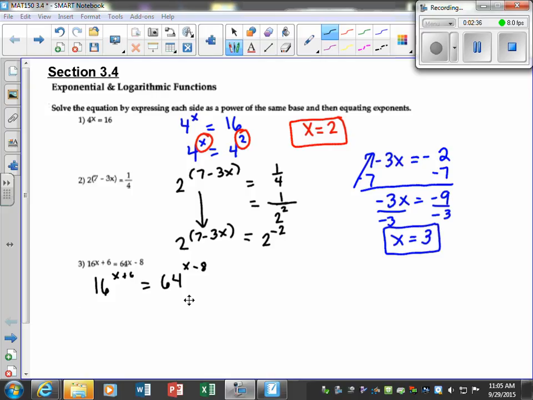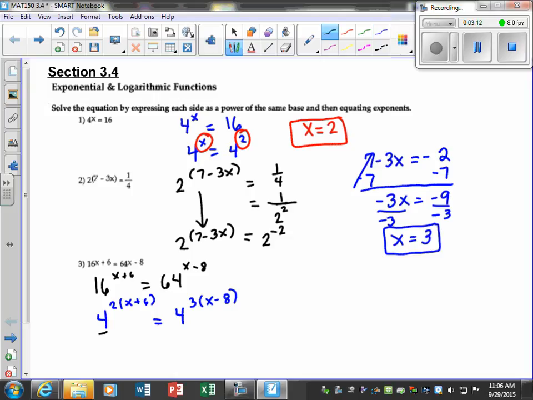Okay, I rewrote this so you can see where the exponents are. I want you to try to rewrite these to have the same base, and then equate the exponents as the directions say. 16 can be 4 squared, and then this exponent was already there, so leave it there and put it in parentheses. 64 can be rewritten as 4 to the 3rd power times the exponent that's already there.